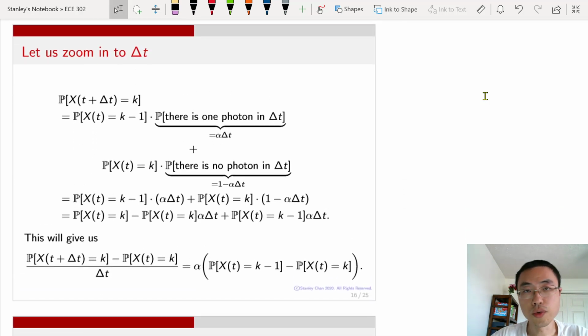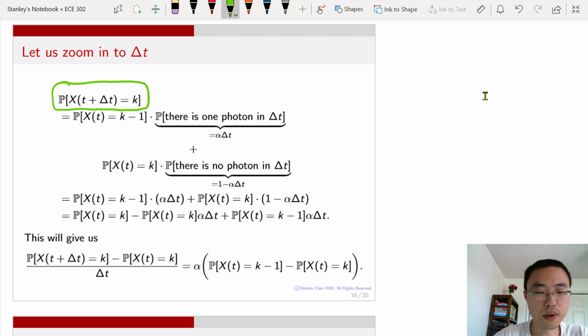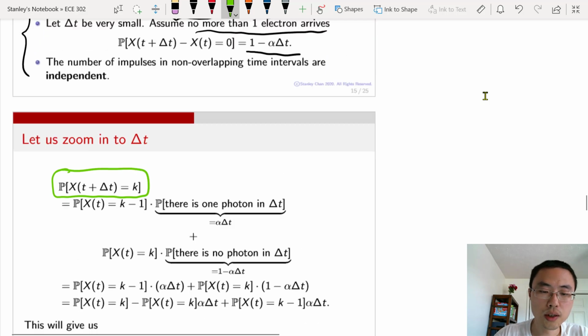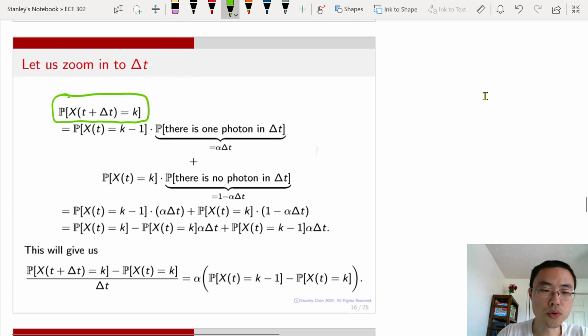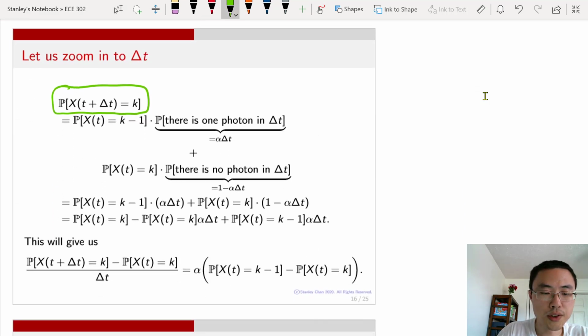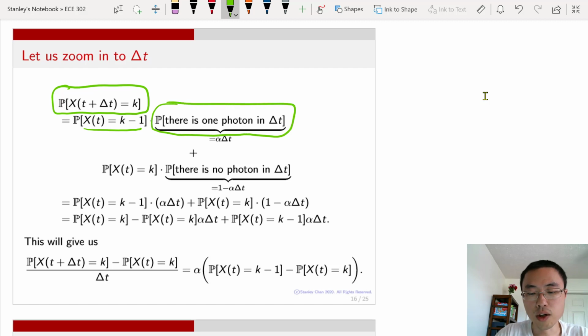So how do we show that? This involves a little bit of a differential equation, but that's not too hard. Okay, so let me just walk through the steps with you one by one. So we want to look at the probability of x of t plus delta t equals k. Okay, so this is the probability of the number of photons that you're observing during the time from t to t plus delta t. So this can be written as x of t equals k minus 1, and then there is one additional photon that is happening during this time delta t. So what does it mean?